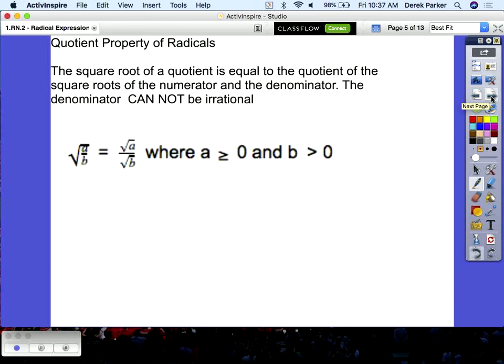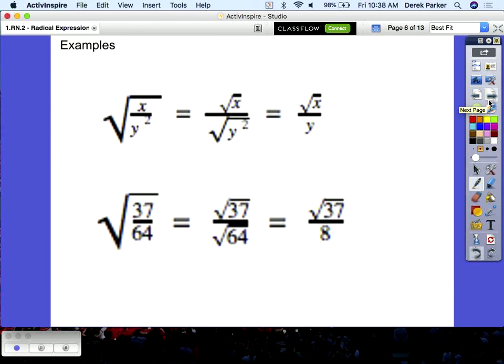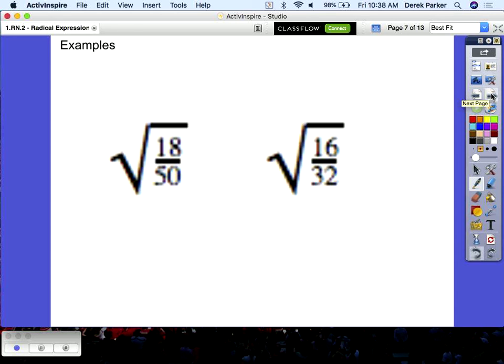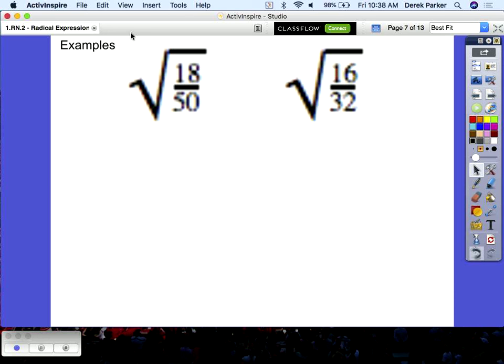The square root of a quotient is equal to the quotient of the square roots of the numerator and the denominator. The denominator cannot be irrational. For example, this guy, the square root of b, if it cannot be simplified, I cannot leave it that way. So, let's do this one right here. The square root of 18 and the square root of 50, and both are being divided by one another. So I would rewrite that as the square root of 18 divided by the square root of 50.